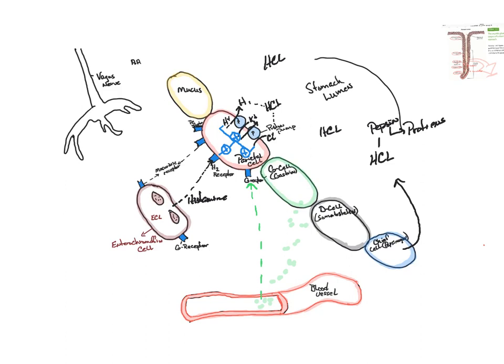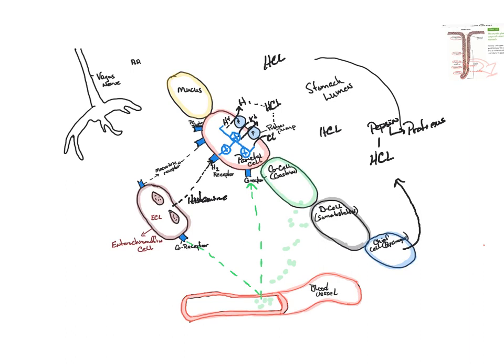The gastrin also has another impact. It has a G receptor that is on the enterochromaffin cell. It in turn will stimulate histamine release, which will go to the H2 receptors and therefore enhance hydrochloric acid production.